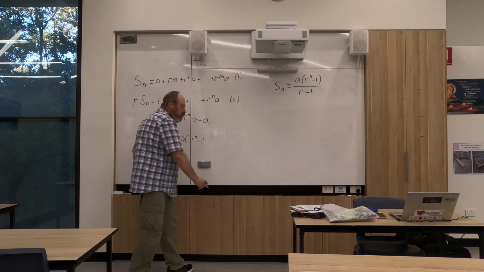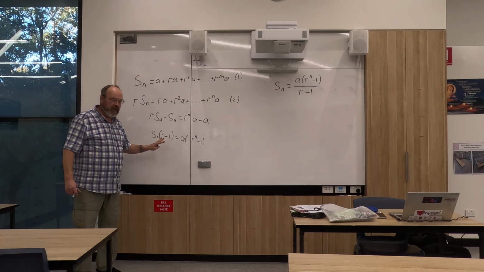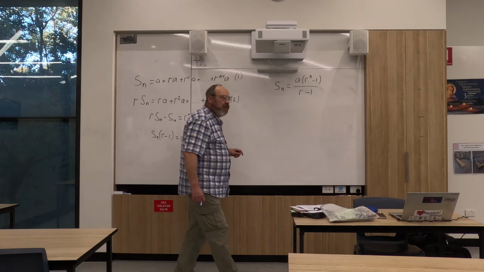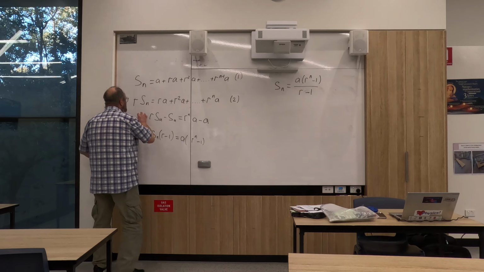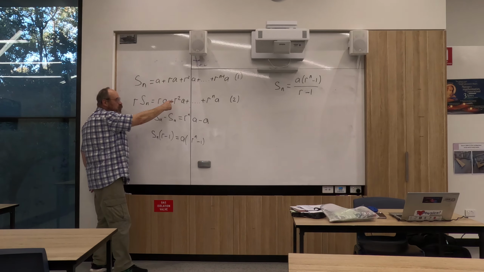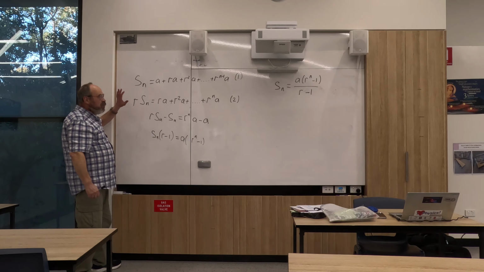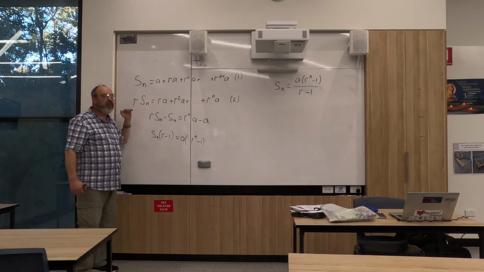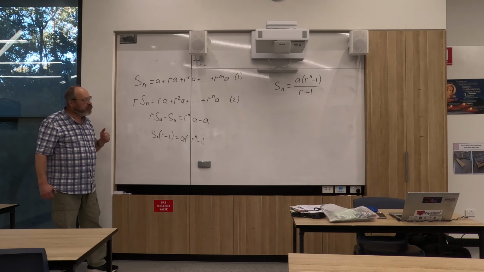So there will be questions where you will need to use this method. We will go over such questions later on, not today. How did I move Sn to the left side? We multiply this by R, then we do equation 2 minus equation 1. It's important to understand the method, because there will be questions where you will need to use it.